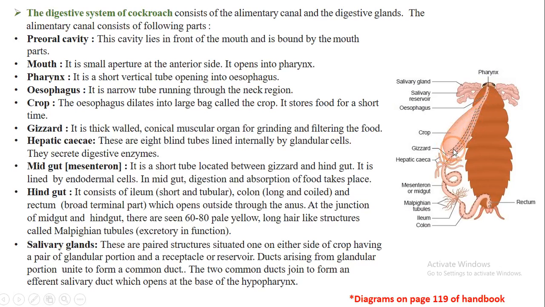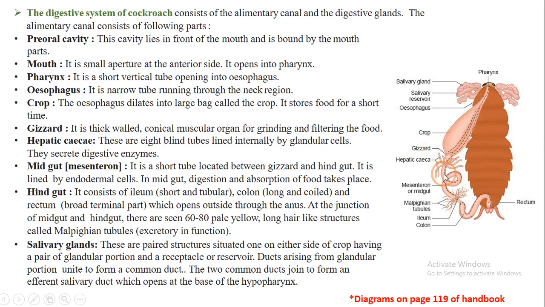The crop will give rise to gizzard, and then the gizzard will give rise to the hepatic ceca. So the hepatic ceca, here there are 8 blind tubes which are present, and these blind tubes are lined by glandular cells. If you can see, there are 4 tubes on either side, and the function of these tubes is to secrete the digestive enzymes which is required for churning, grinding and the filtering of this food.